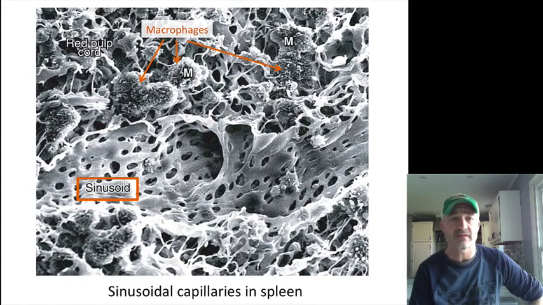The other place we see this is the liver, which we'll talk about a little later on. This is showing you another one in the spleen. Again, these large gaps let a lot of macrophages get in or out of the bloodstream really easily.